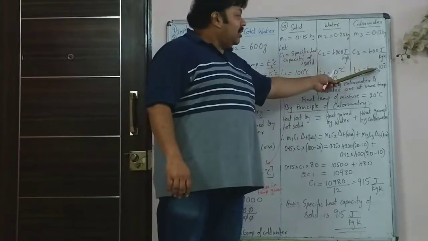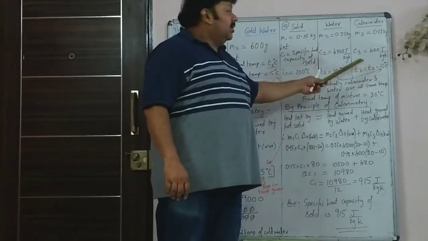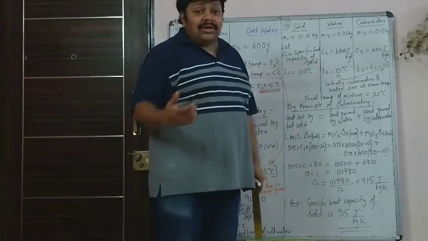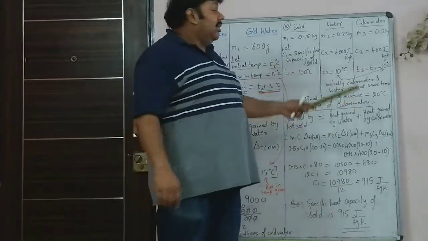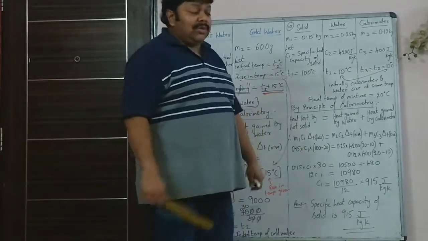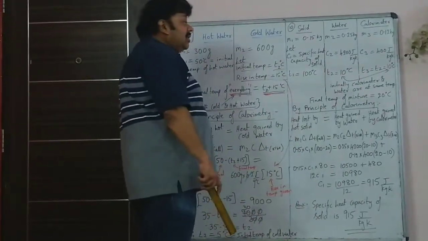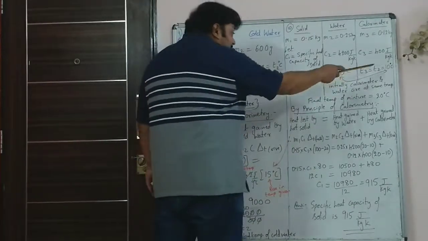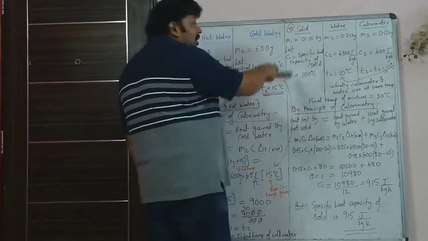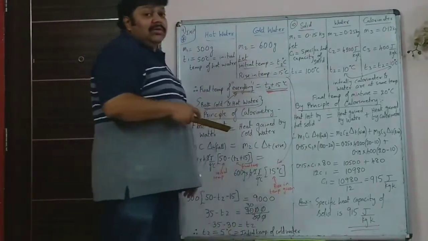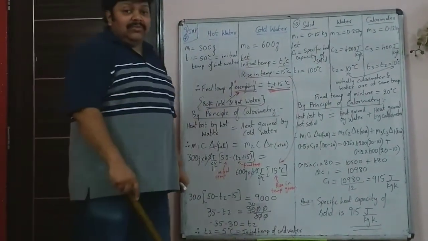So if the calorimeter was at 10 degrees Celsius, that is because the water initially inside the calorimeter was at the same 10 degrees Celsius temperature. So both places the temperature is 10 degrees Celsius. Had the calorimeter initially had the hot solid, then the hot solid's temperature and the calorimeter's temperature would have been the same.